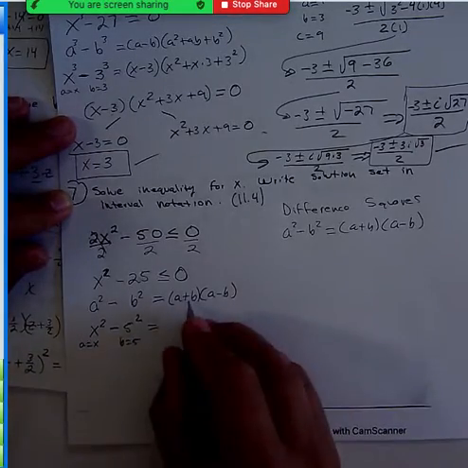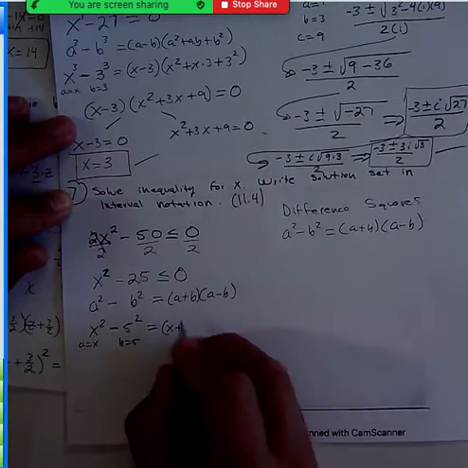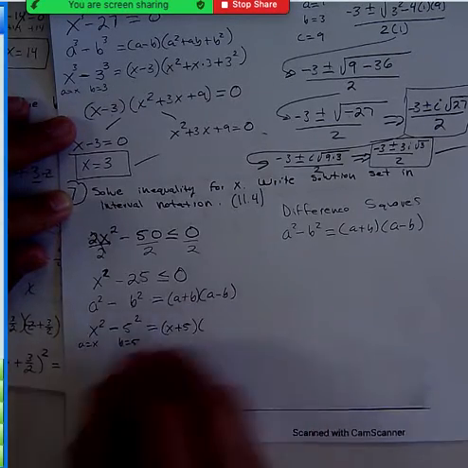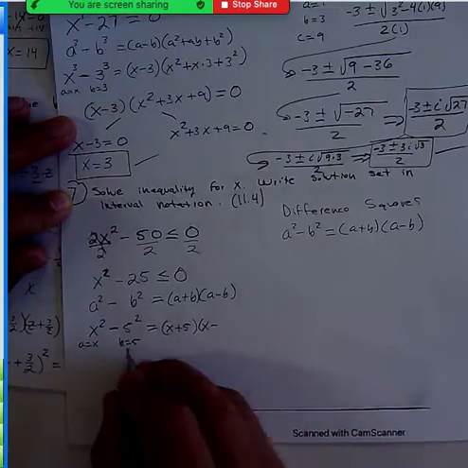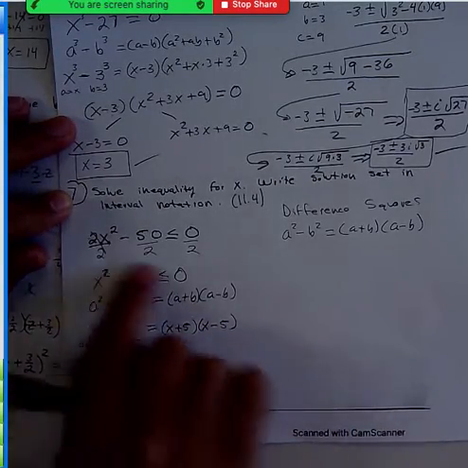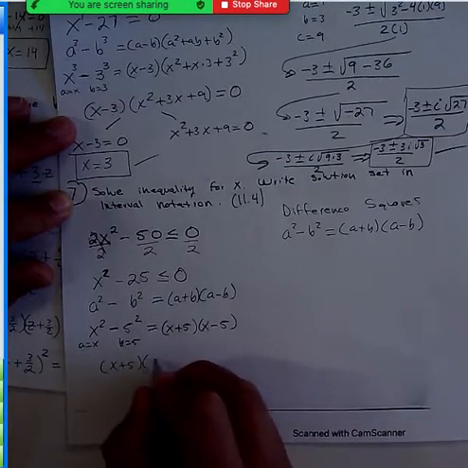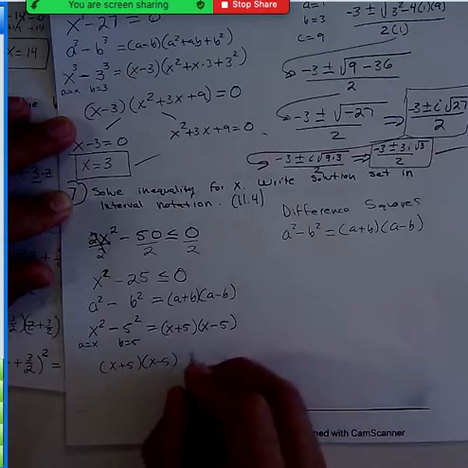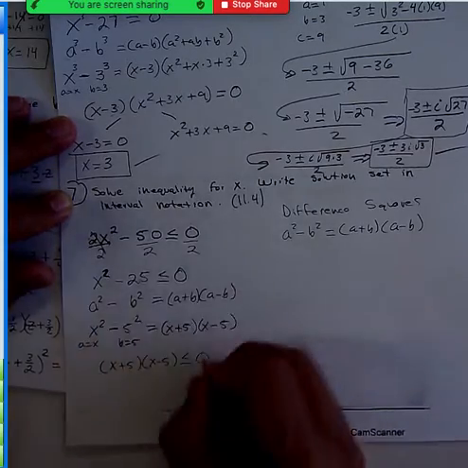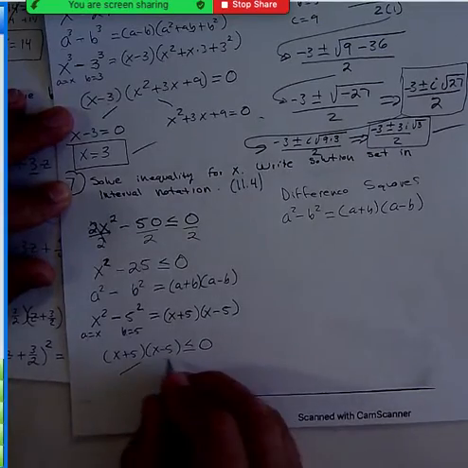So now we can factor it. What's a? X plus what's b? 5. What's a again? X minus what's b? 5. So these are the factors of this. So now let's rewrite it. And then we have a 0 on this side. So how do we solve again? Very repetitive.